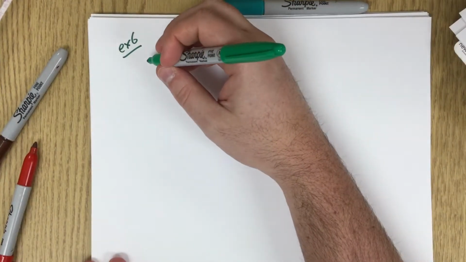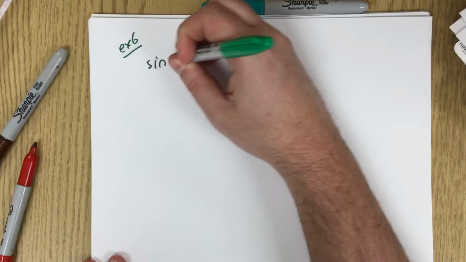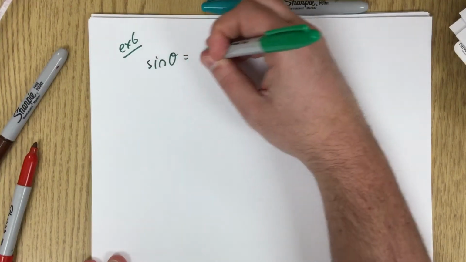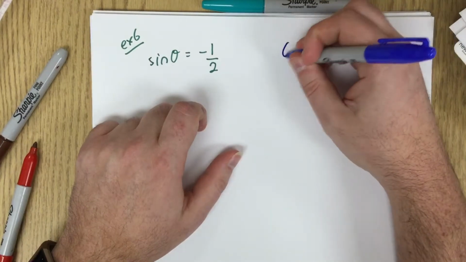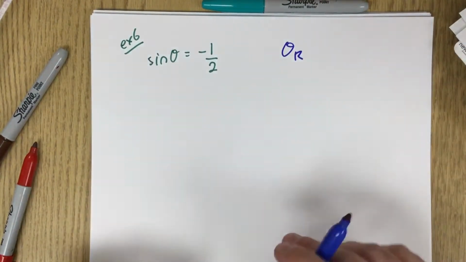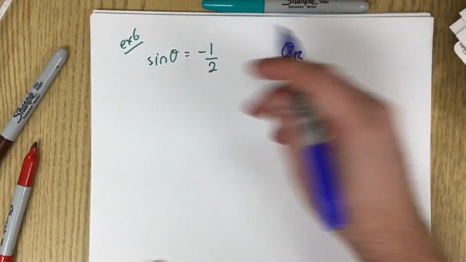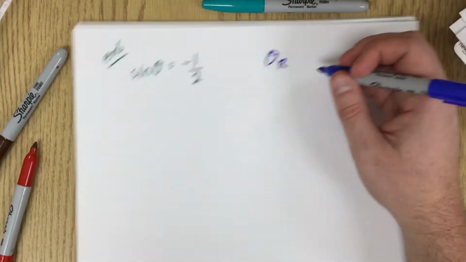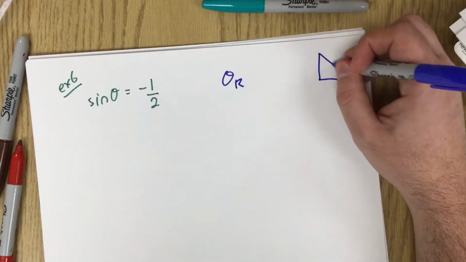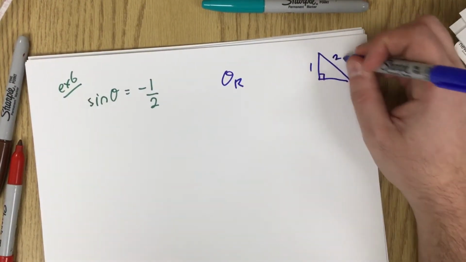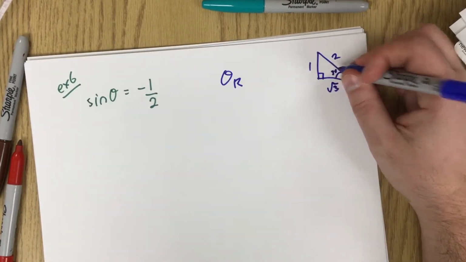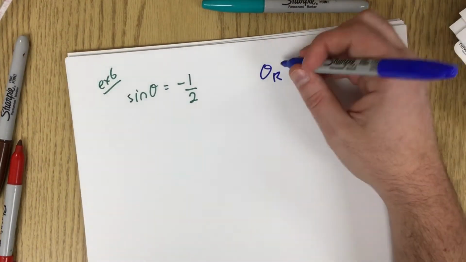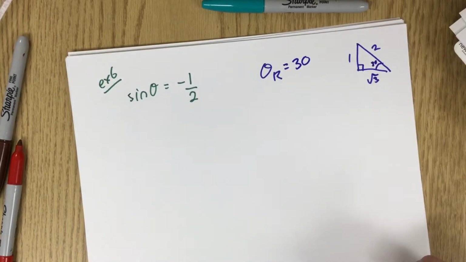Now let's say on the other hand, we had something like sine theta equals negative half. So once again, what we're going to do is ignore the negative and figure out the related acute angle using the triangle. So the sine of what gives us a half? We'll draw a triangle over there: 1, 2, root 3. We want it to be a half, and that's going to be 30 degrees. So we know that the related acute angle is 30 degrees.